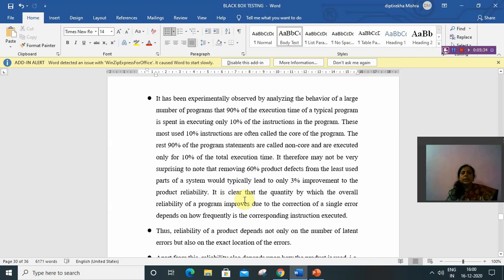So it is clear that the quantity by which the overall reliability of a program improves due to the correction of a single error depends on how frequently the corresponding instruction is executed. Means removing or debugging an error from the frequently used code increases the reliability.